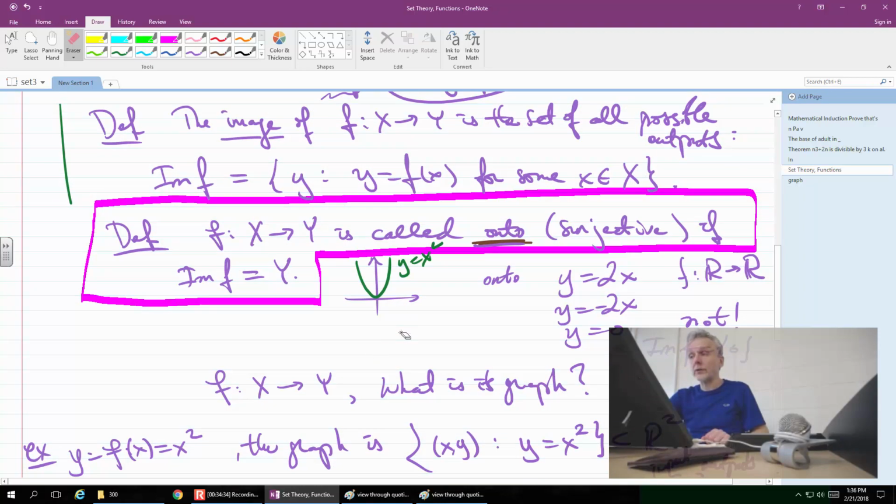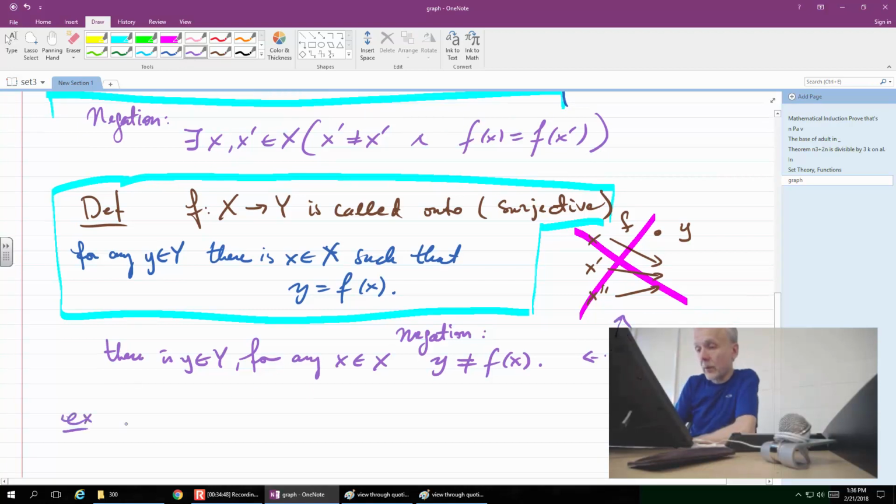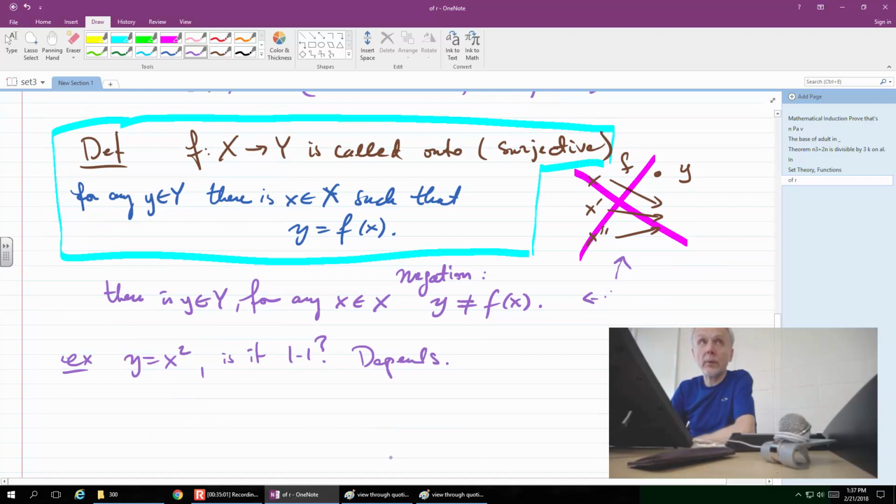Here's an example: y equals x squared. It depends on how you look at the function though, so let me make that clear. As an example, y equals x squared, is it one-to-one? And the answer is: it depends, because we provided the formula, but we didn't provide the domain and the codomain. So remember, every function is a triple: the domain, codomain, and the relation itself.